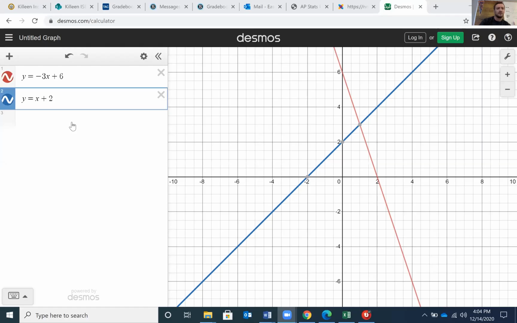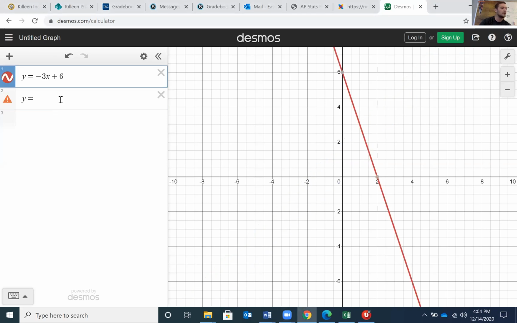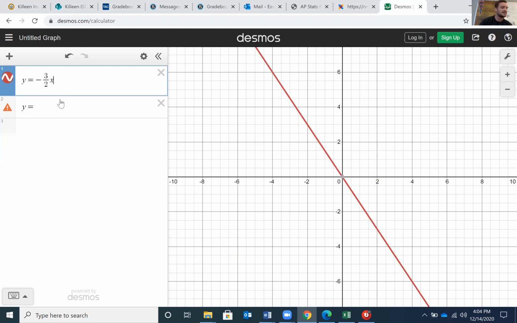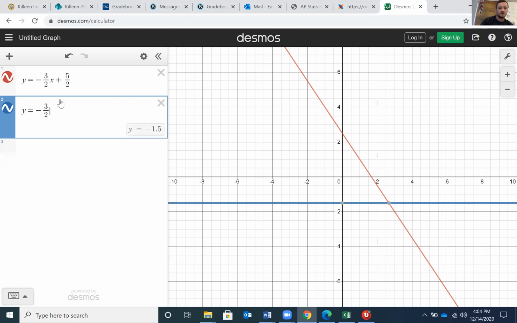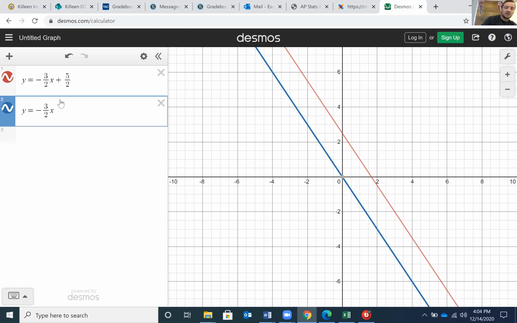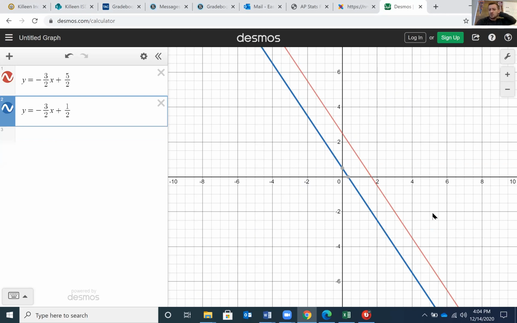All right, let me get rid of these old equations that we had. One of our equations was y equals -3/2x plus 5/2. There it is, beautiful graph. Our other equation was y equals -3/2x plus 1/2. Look at these two equations. Now that they're graphed, are they ever going to intersect? I can't find their intersection.